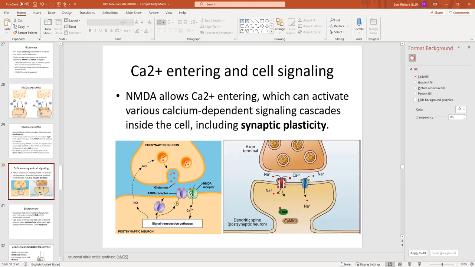So that's that. It will also cause phosphorylation. It means that this function will become even more efficient. So the amount of calcium to flow through it will also be enhanced. The amount of sodium to flow through it will be enhanced.